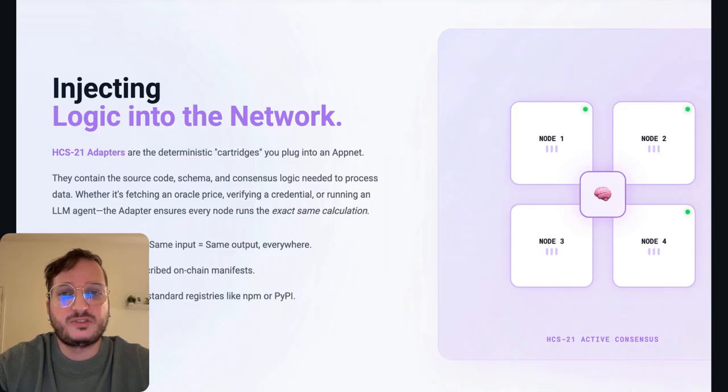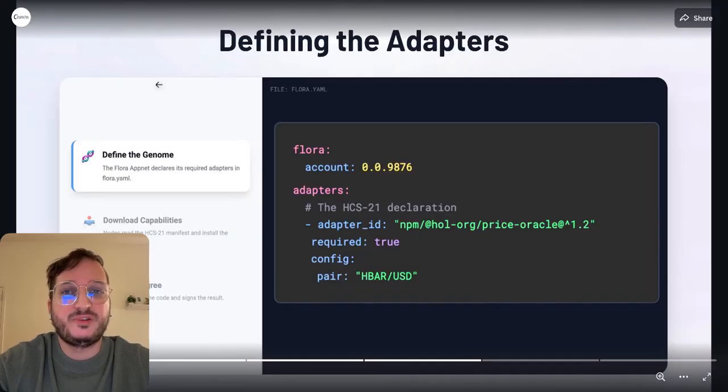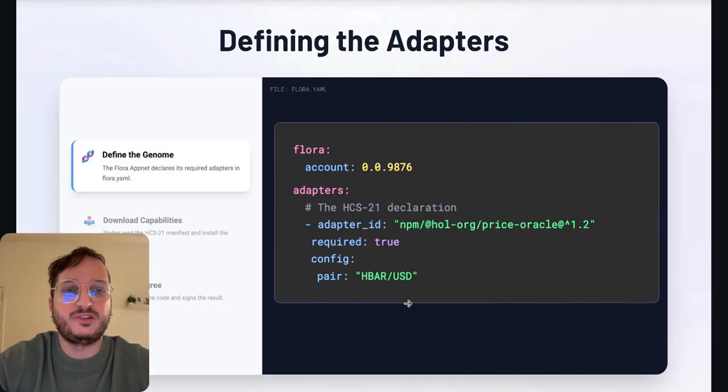So how does it work? It starts with a flora.yaml file, which defines the Flora account that is running the adapters and all of the adapters that you have available, the ones that you're coming to consensus on. So for example, in this case, you might have an adapter ID for a price oracle, and it might have some config that you pass into that package. Then each petal goes and pulls down the adapter from the NPM registry. They check that the checksum matches, and then they pull down the package and they run it.